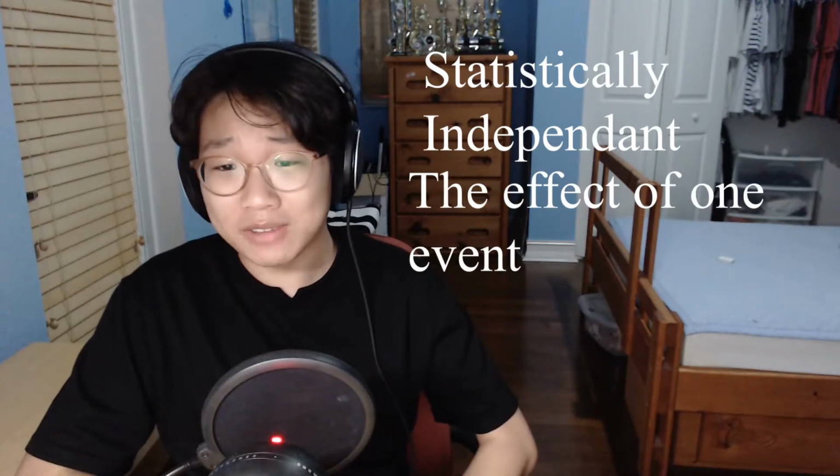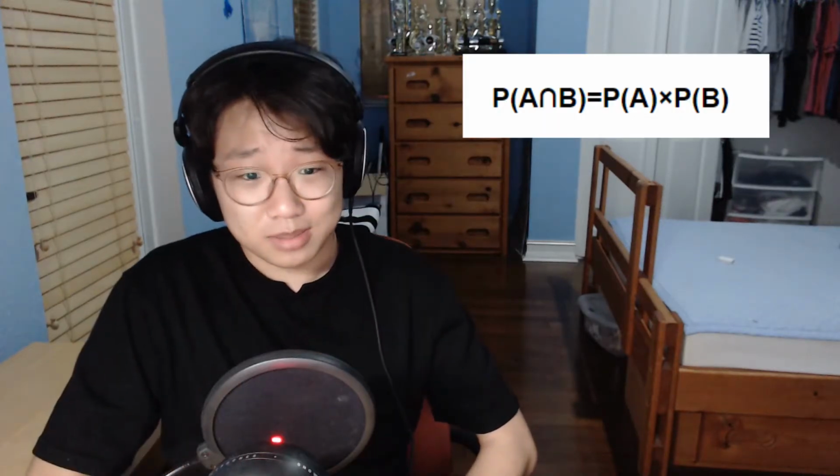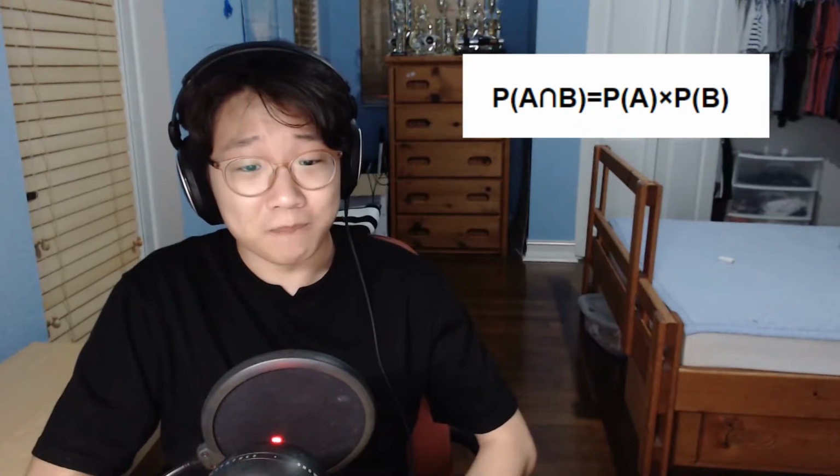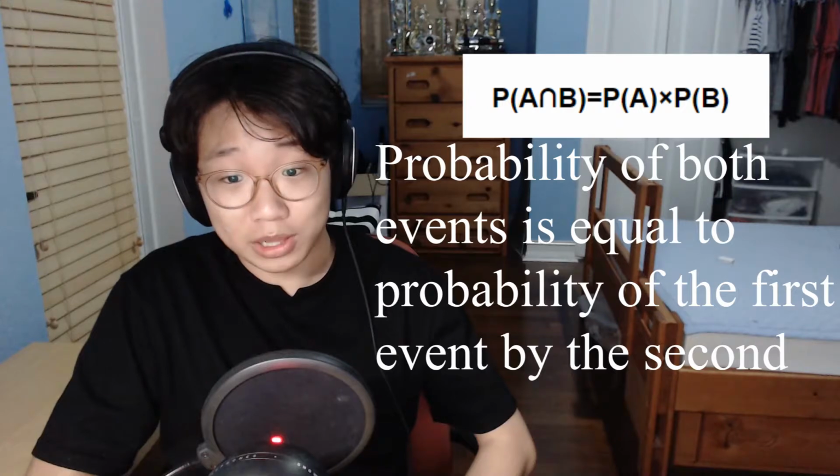Well, when an event is statistically independent, this means the effect of one event does not directly impact the results of other events. The result for this is pretty simple, which is just this. To put it simply, the probability of both event A and B is equal to the probability of A times the probability of B.